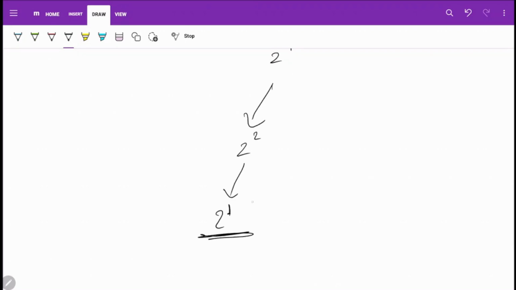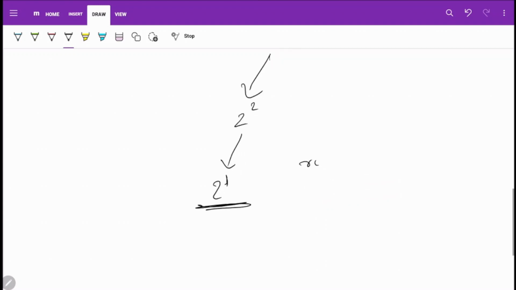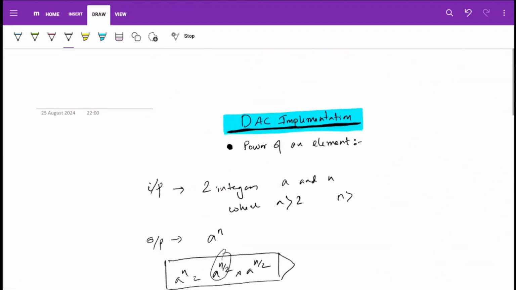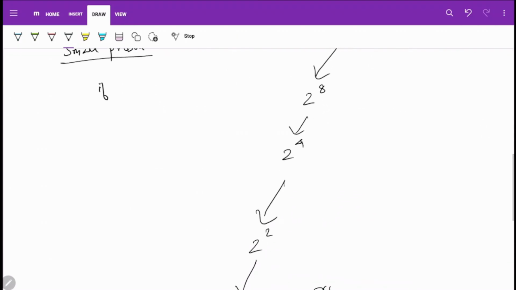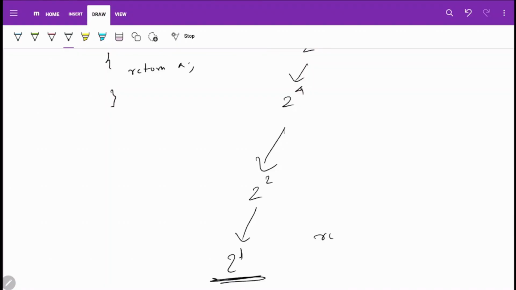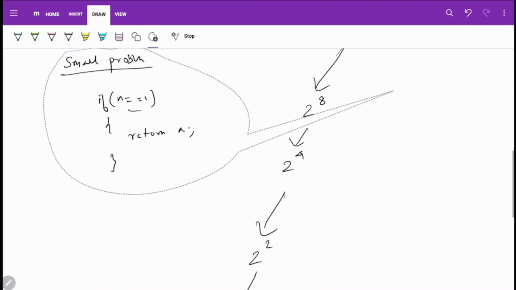So here n is equal to 1. When n is equal to 1, we return a. Here a is equal to 2. So our small problem, which is the base case in our recursive program, is this. Let's see what the small problem is. The small problem is if n is equal to 1, we return a. If it is not that, what will we do? The code will be like this. So let me copy this code.